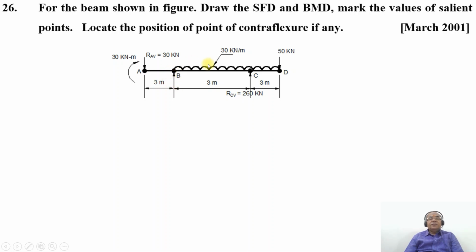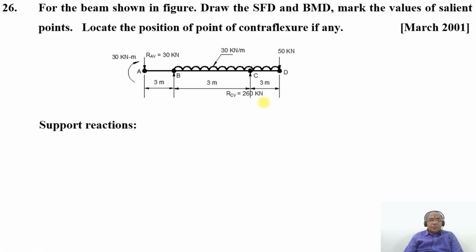We have the load at B, which is a UDL of 30 kilonewton per meter. Then we have the load at C, which will be RCV, the support reaction. Initially, we are assuming that RAV is acting upwards. And also 50 kilonewton, which is acting downwards at the point D. Between B and D, you have a uniformly distributed load of 30 kilonewton per meter for a span of 6 meters.